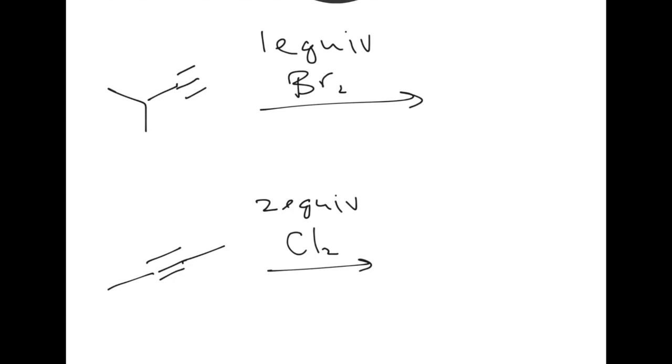So what am I gonna get for the first one? You had two bromines, right? Because I'm adding Br2, I'm adding a bromine to each side, but I have one equivalent of Br2. So that means I only have enough Br2 to react with one of the two pi bonds. So I'm still going to have a double bond left in my product.